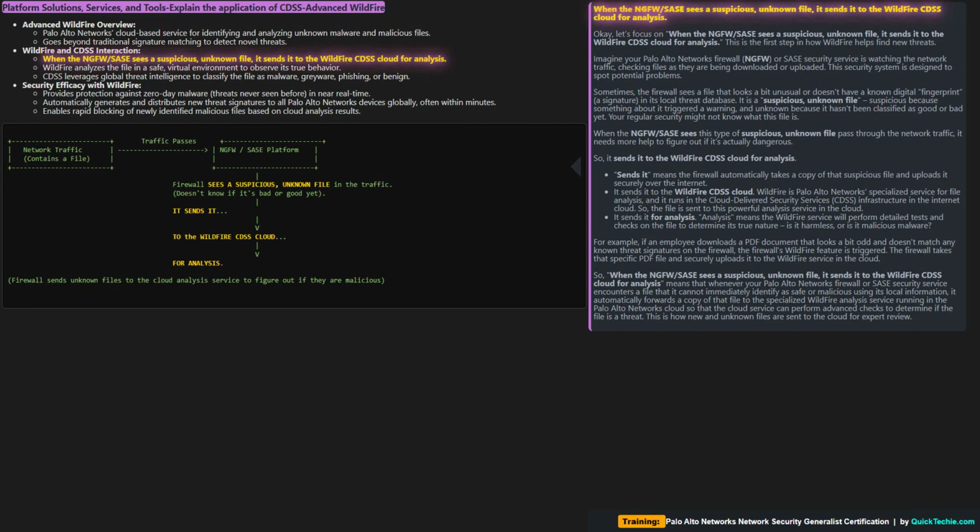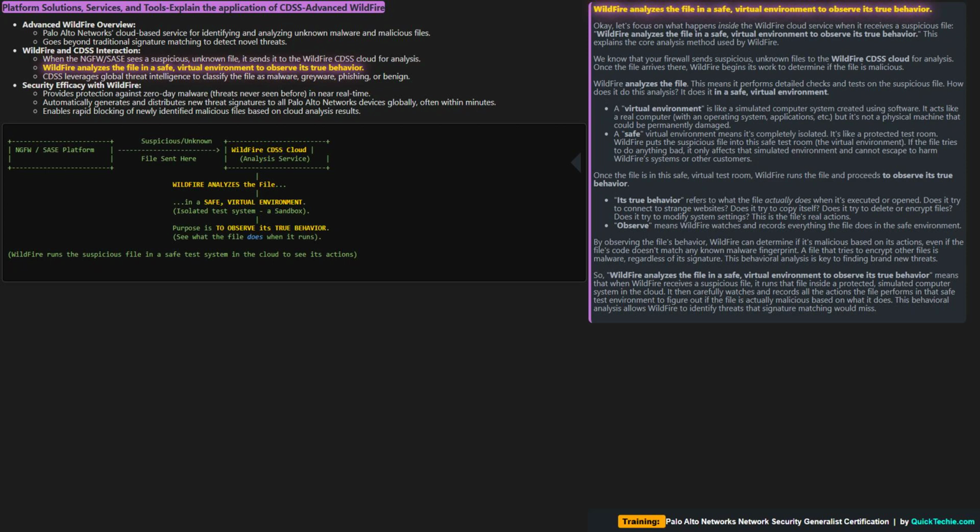means that whenever your Palo Alto Networks firewall or SASE security service encounters a file that it cannot immediately identify as safe or malicious using its local information, it automatically forwards a copy of that file to the specialized WildFire analysis service running in the Palo Alto Networks cloud so that the cloud service can perform advanced checks to determine if the file is a threat. This is how new and unknown files are sent to the cloud for expert review.